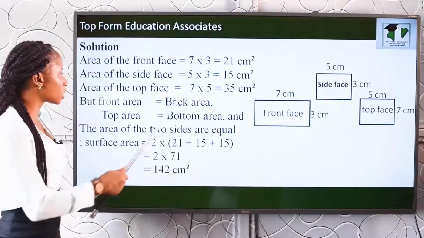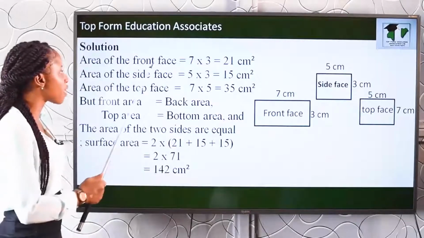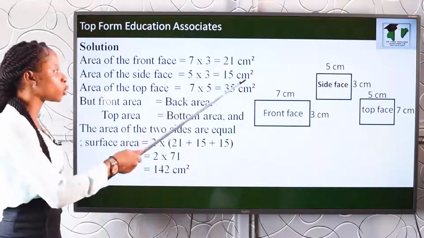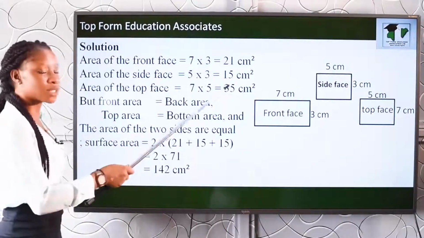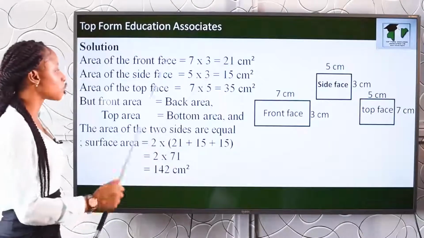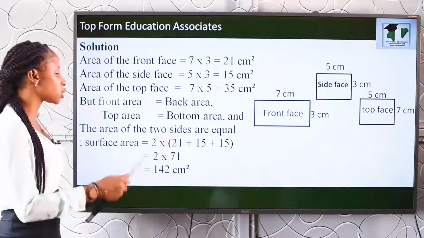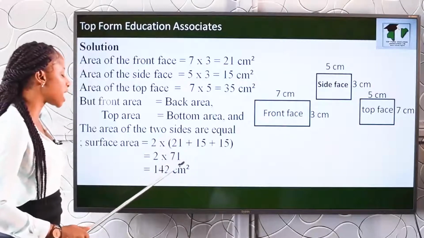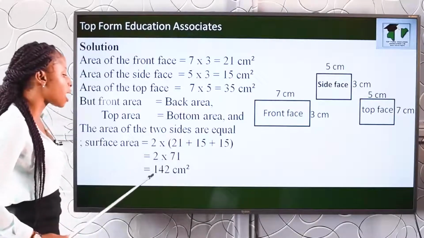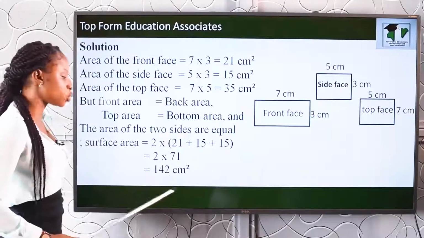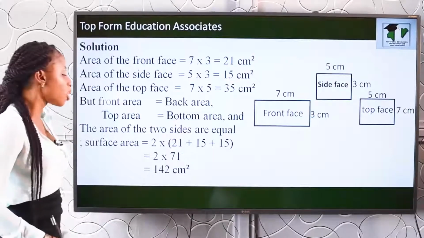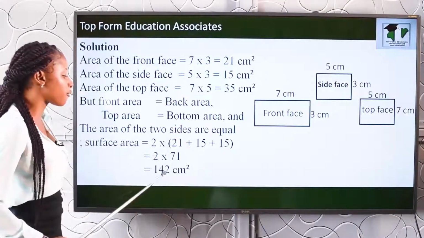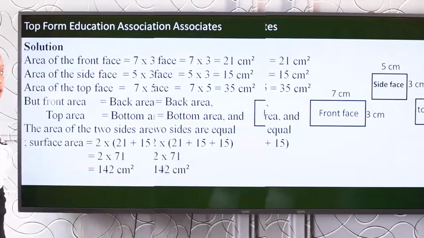Now, we've gotten the different areas. The area of the front face we've now found to be 21 centimeters squared. The area of the side face is 15 centimeters squared. The area of the top face is 35 centimeters squared. Now, when we add all together, we have 71. Now, we multiply that by 2 to get the surface area, and we have 142 centimeters squared. So, therefore, the surface area of that cuboid is 142 centimeters squared.